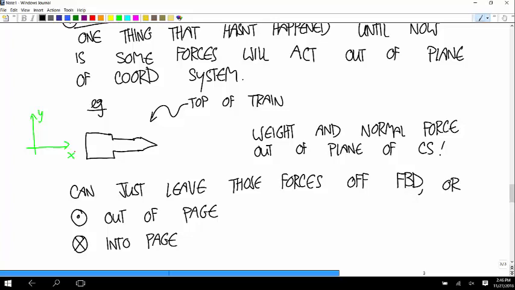Yes? They will not, because there's no way to represent a vector that's into the page using a coordinate system like that. That coordinate system doesn't see vectors in it that are perpendicular to it. Yep. Oh, okay. So you'd have like mg and N, and then any forces that are in the plane would be like that, like we're used to.